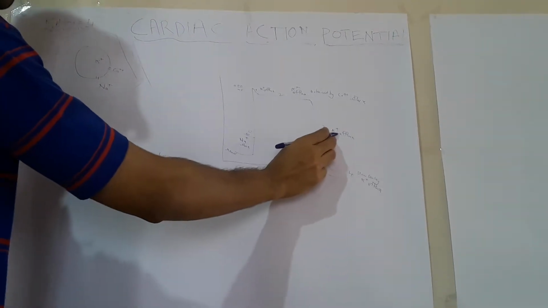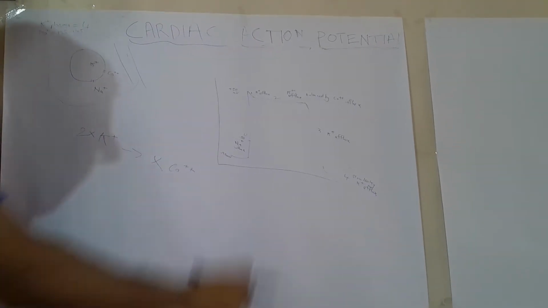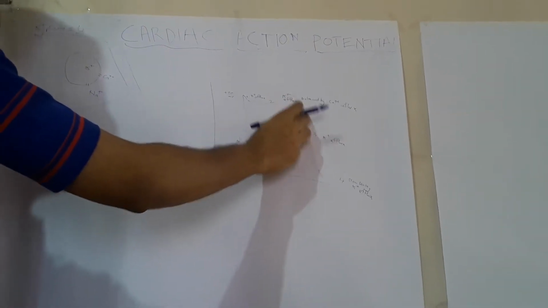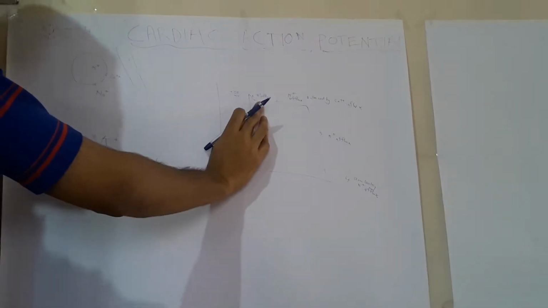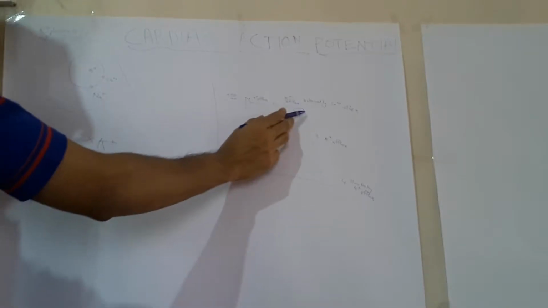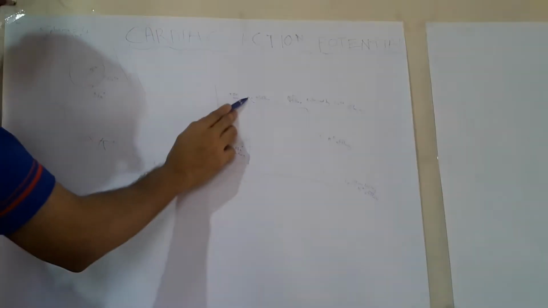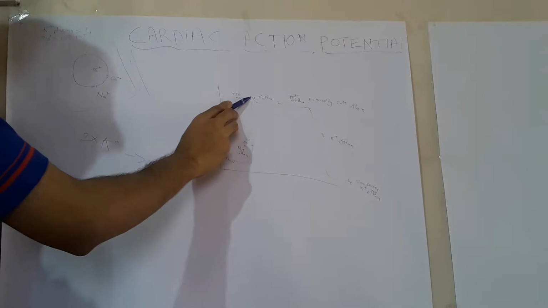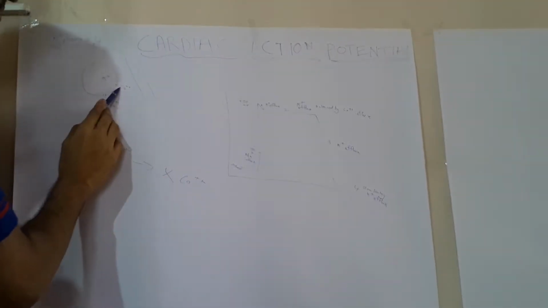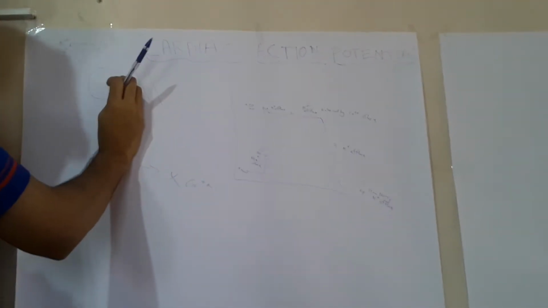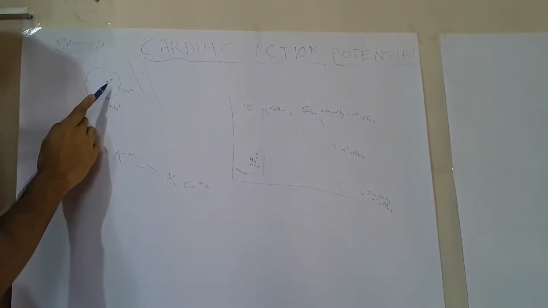Now this, phase 3, is caused by potassium efflux. Basically, the potassium channels which opened in the plateau phase are still open, but the calcium channels which had opened in phase 1 and phase 2 have now closed. And that is why closure of these calcium channels only now causes movement of potassium outside the cell.